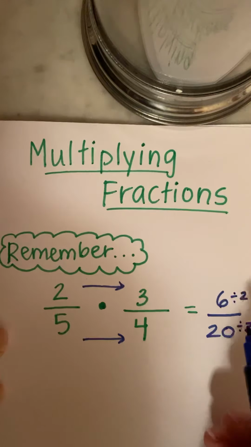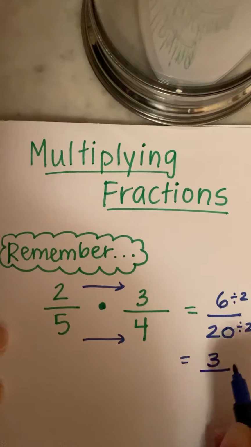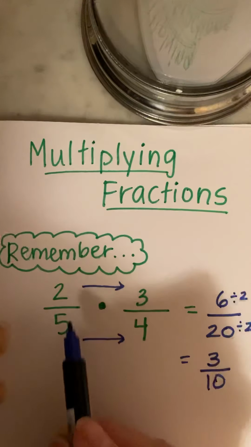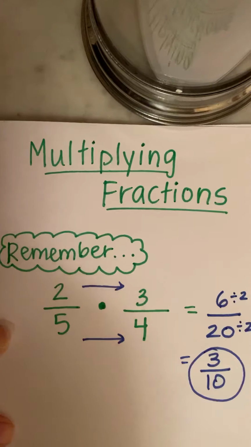6 divided by 2 is 3. 20 divided by 2 is 10. So 2/5 times 3/4 is 3/10.